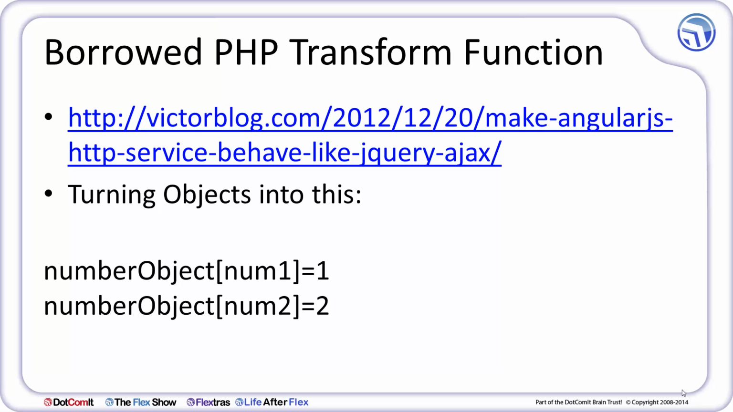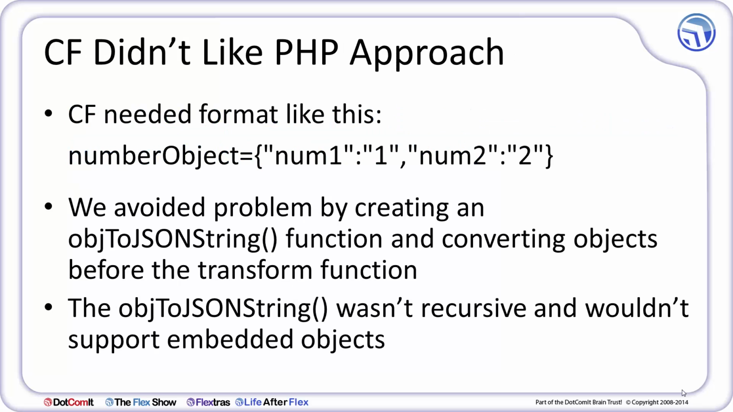I actually avoided this issue in ColdFusion by creating this secondary function, object to JSON string, it's on the other side. I called it on objects that were embedded in the parameter object before the transform function would even come into play, and that's how I solved it in the book. That's of course not ideal.